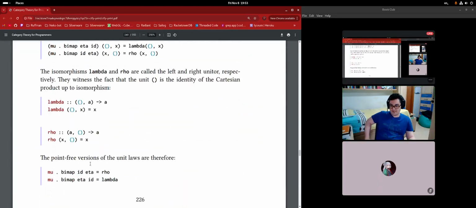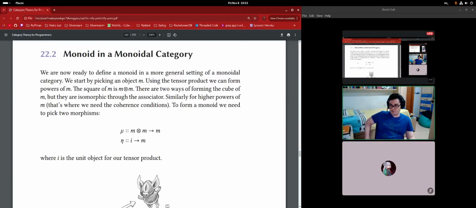So let's go. We're now ready to define a monoid in a more general setting. Let's start by picking an object M. Using the tensor product, we can form powers of M. The square of M is M tensor M. There are two ways of forming the cube of M, but they are isomorphic through the associator. Makes sense. Similarly for the higher powers of M. To form a monoid, we need to pick two morphisms, which are mu and eta, again.